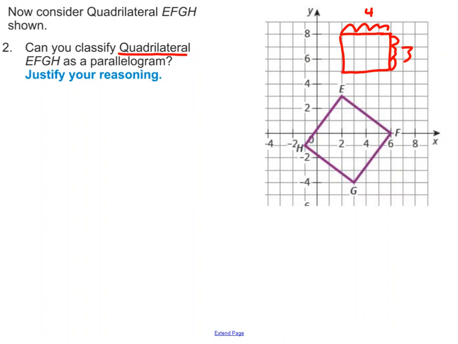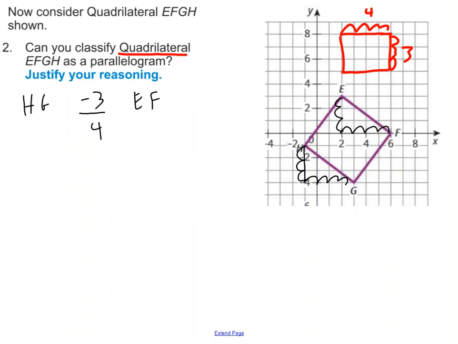Well, to do that, the sides have to be parallel. So I can start at HG, and I can say, well, I'll go down 1, 2, 3, over 1, 2, 3, 4. And then I can check, is EF the same? So I go down 1, 2, 3, over 1, 2, 3, 4. So those sides are parallel.